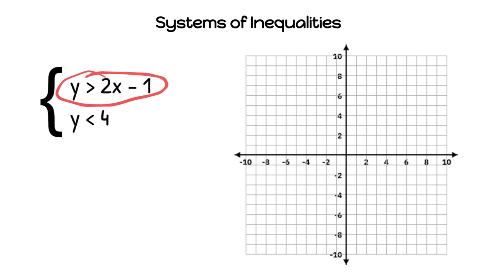Y is greater than 2x minus 1. Remember, we graph by y-intercept, slope. That's usually the easiest way to go about doing it. This is a greater than, which means it's going to be a dashed line. And greater than meaning shaded above.